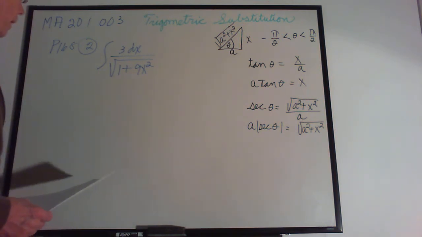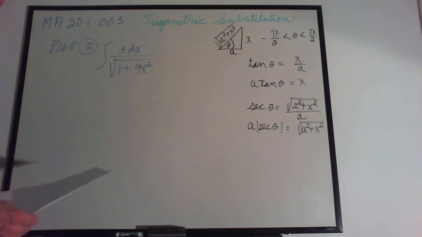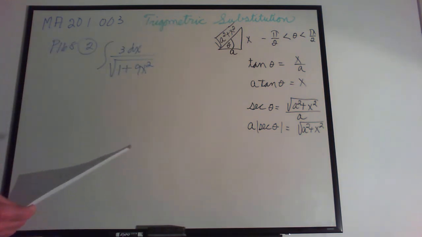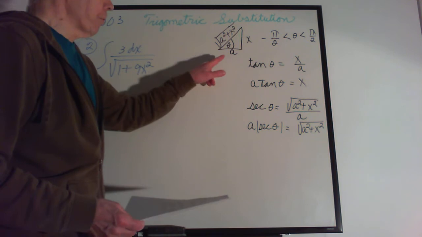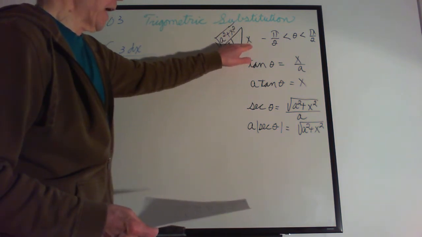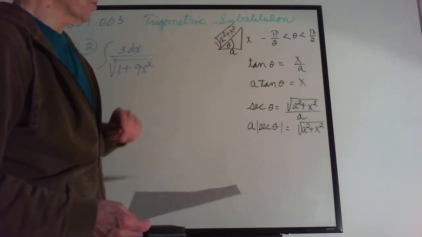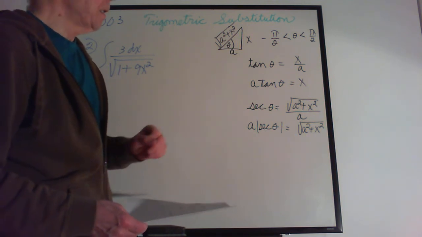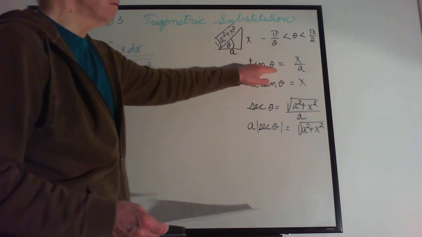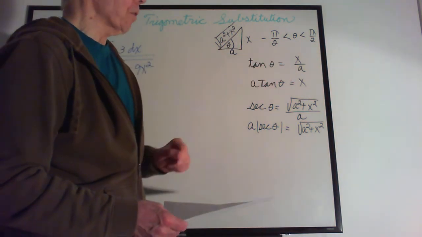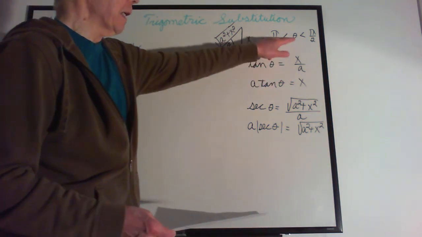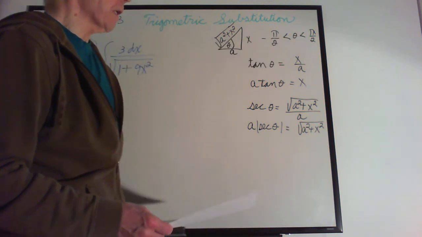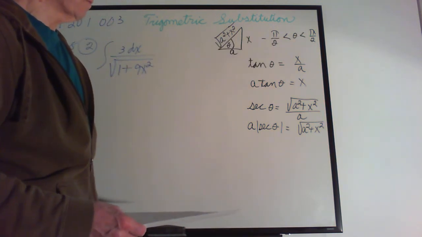All right, we're back to page 168. Going to look at problem number 2. We're going to use trigonometric substitution. Now, if you have a right triangle, if this is a, this is x, the hypotenuse is going to be the square root of a squared plus x squared. For the tangent of theta, it's going to be x over a. Theta will be greater than negative pi over 2 and less than pi over 2.